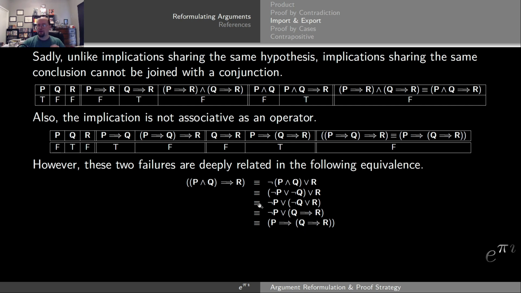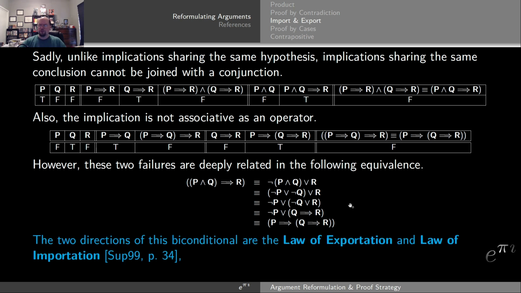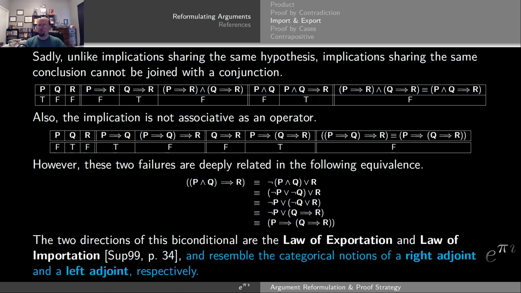So here is my equivalence. P conjunction with Q implies R is equivalent to P implies the implication, Q implies R. Now, the two directions of this biconditional are the law of exportation and the law of importation, respectively. And they resemble the categorical notions of a right adjoint and a left adjoint, respectively.